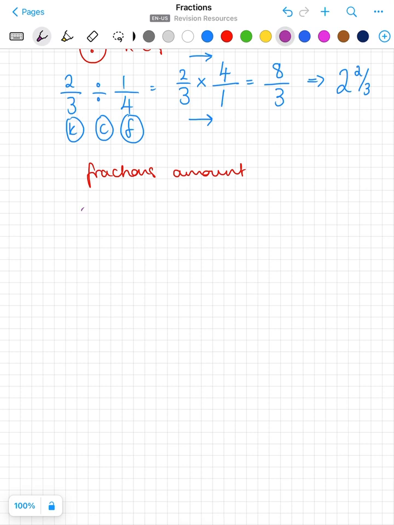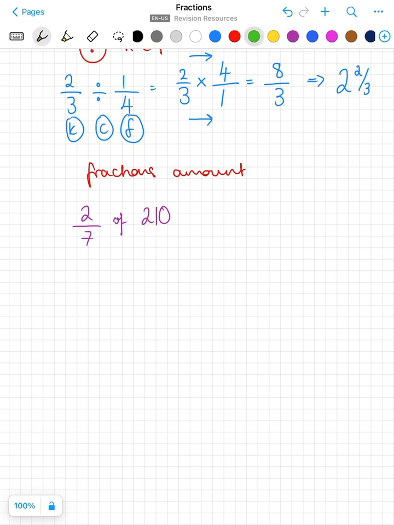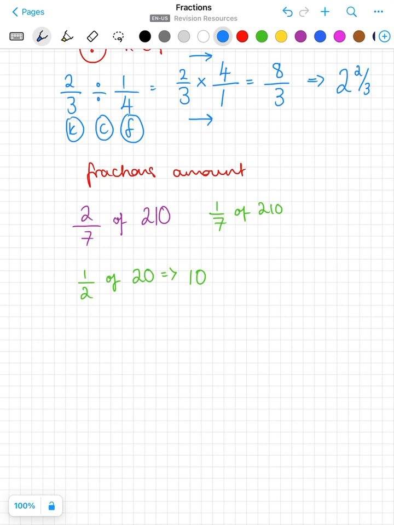Finally, fractions of amounts. 2/7 of 210, for example. What I'd like you to think about is, well, what is 1/7 of 210? If you get stuck with that, think, well, what is 1/2 of 20, let's say? Hopefully you know that half of 20 is 10. How did you get there? You did 20 divided by 2. You halved it, you divided it by 2.